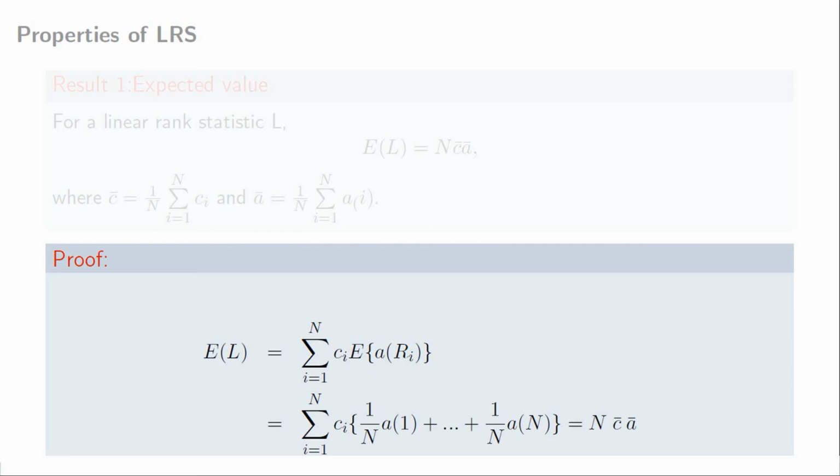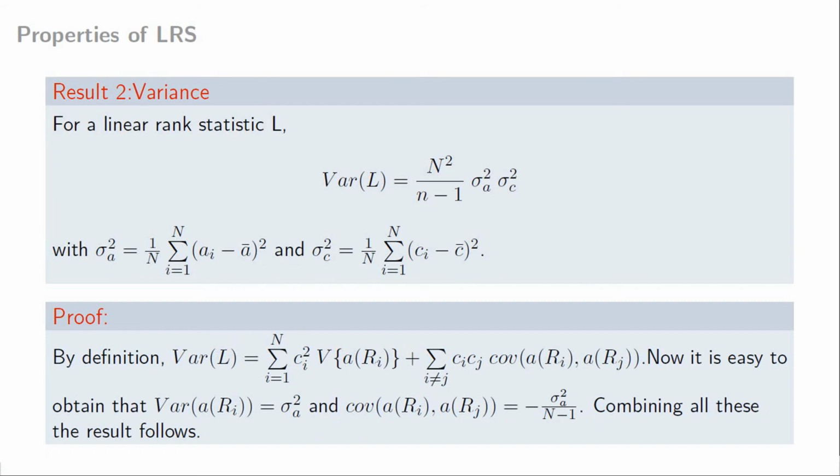Now, for a proof, we observe that expected value of L is by definition the summation over i from 1 to n Ci multiplied by expected value of A(Ri). Now, A(Ri) is a random variable which takes the values A1, A2 up to An with equal probability 1 by n. Thus, we get expected value of L as summation i from 1 to n Ci multiplied by (A1 plus A2 plus up to An) divided by n, which is nothing but n times C bar into A bar, and this proves the expected value for linear rank statistic.